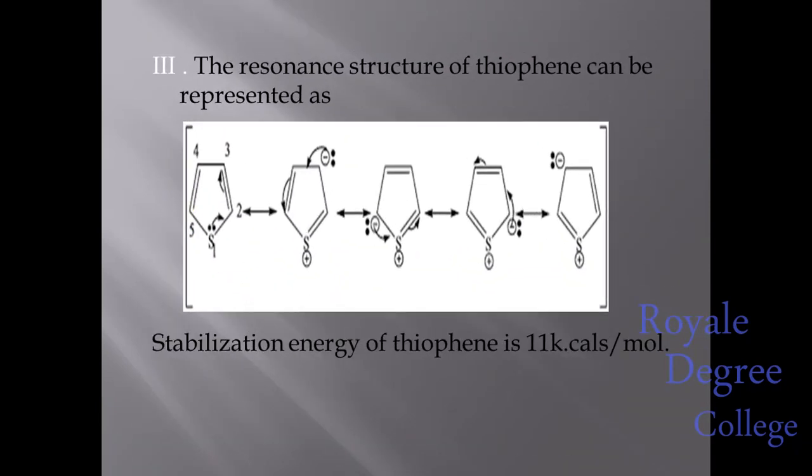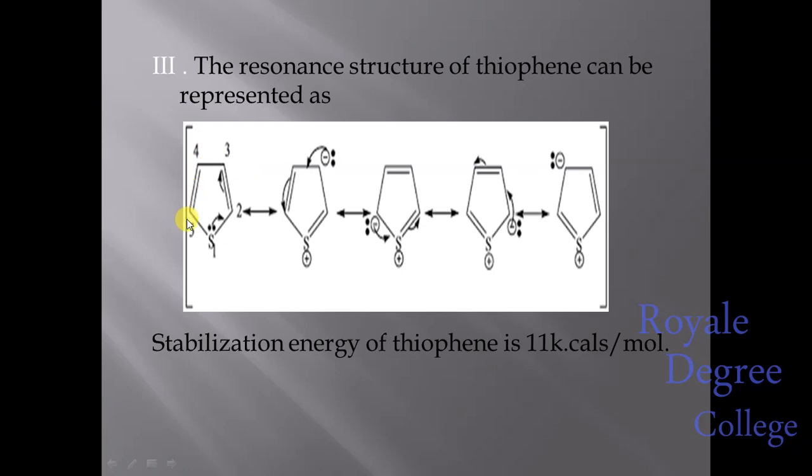Next we will see the resonance structure of thiophene. It can be represented as follows. We know that thiophene is also a 5-membered ring compound in which the heteroatom is sulfur. See here, in the ring on the sulfur a lone pair of electrons is present. Where the sulfur is present in the ring, that position is called the first position. Then second position, you can see here third position, fourth position and fifth position.